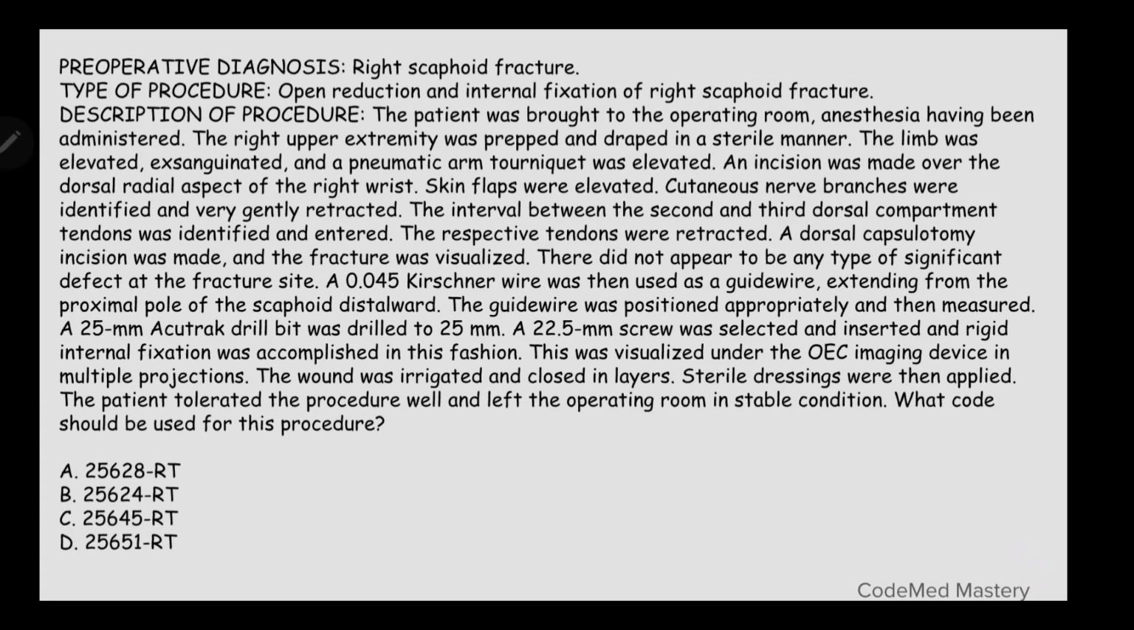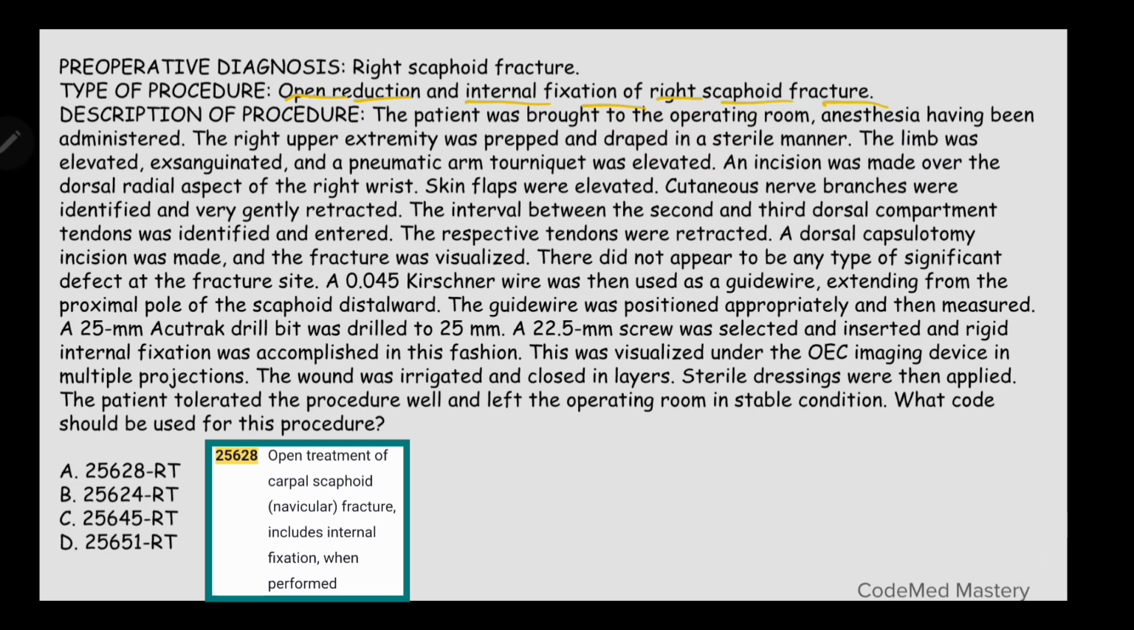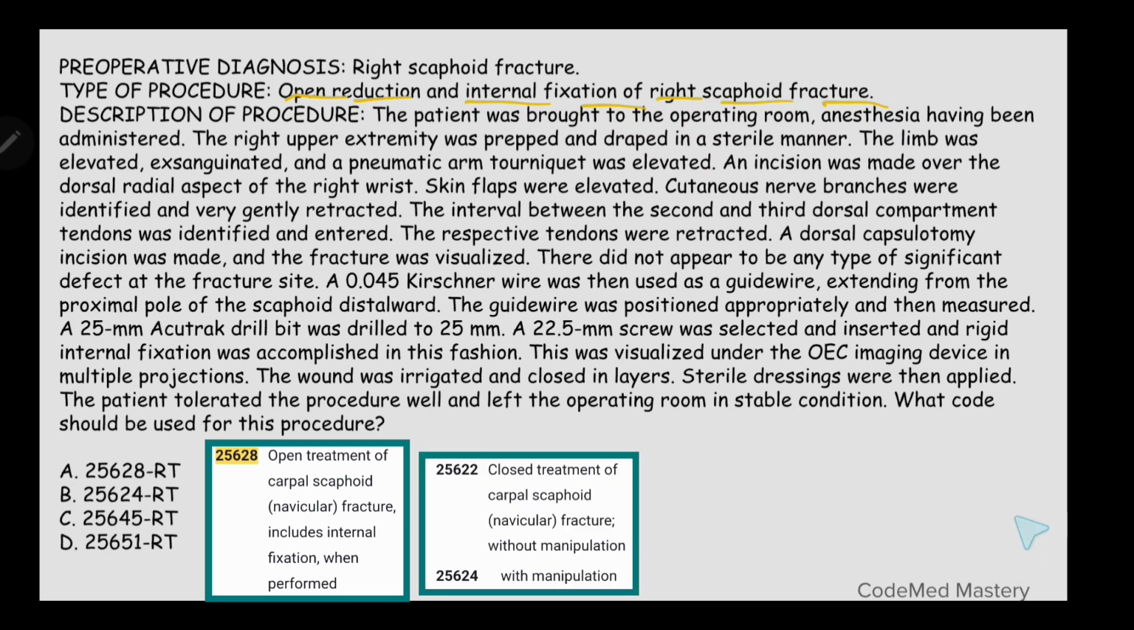First question. While solving case study questions, we have to look at the procedure first. So here the type of procedure is open reduction internal fixation of right scaphoid fracture. Let us check the options. Check option A 25628. 25628 is for open treatment of carpal scaphoid fracture, includes internal fixation when performed. 25624 is for closed treatment of carpal scaphoid fracture with manipulation.